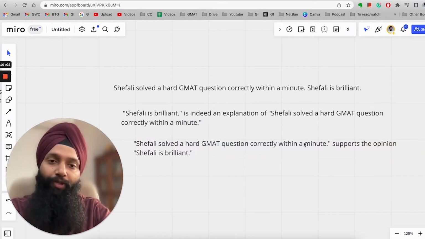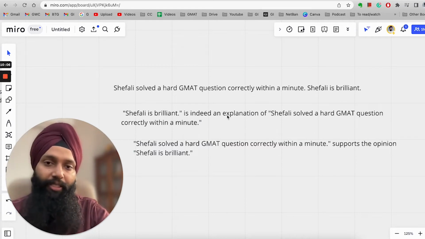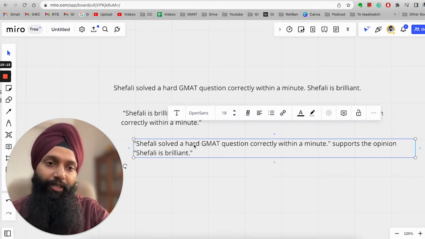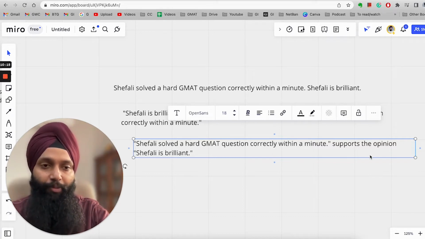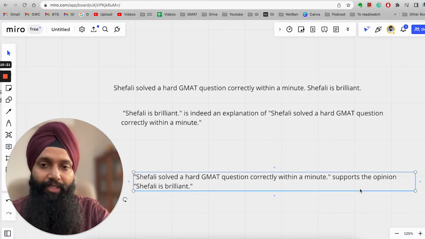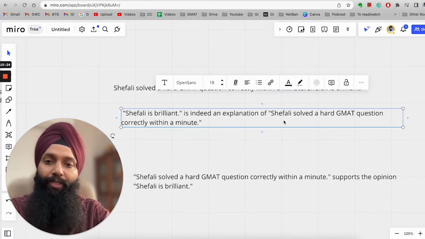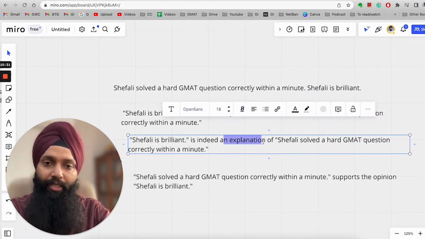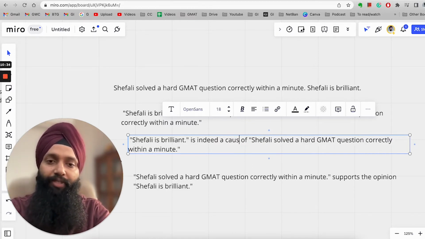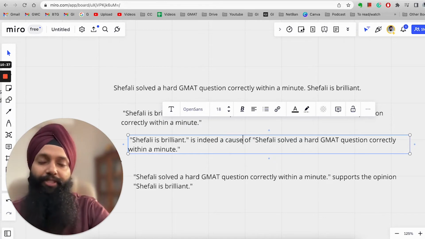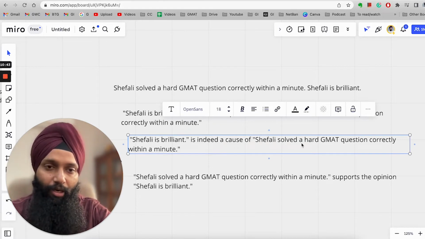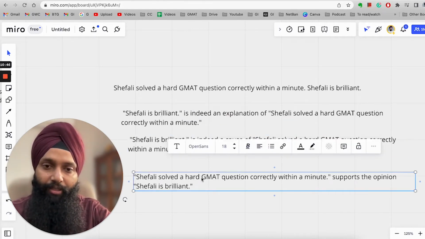Okay, so I am saying both of these are correct. Shefali is brilliant. It is indeed an explanation of this. And at the same time, Shefali solved a question correctly within a minute supports this opinion. So when we say that is an explanation, it also means it's a cause. Explanation means it's a cause. There could be other causes as we discussed. There could be cheating. Other cause could be she had seen this question earlier and all that. So this is indeed a cause of this. So we are saying Shefali is brilliant is a cause.